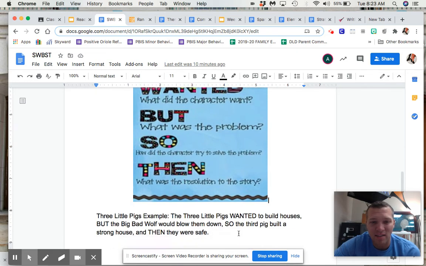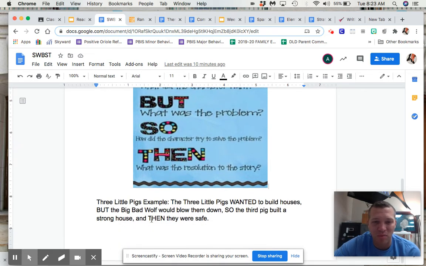Okay, I just did a quick little example with the 3 little pigs, since that's what we used yesterday. And I put the 3 little pigs, the main characters. What did they want? They wanted to build houses, but there's a conflict. The big bad wolf would blow them down. So how did they try to solve it? The 3rd pig built a strong house with strong materials, right? And then how did it end? And then they were safe.